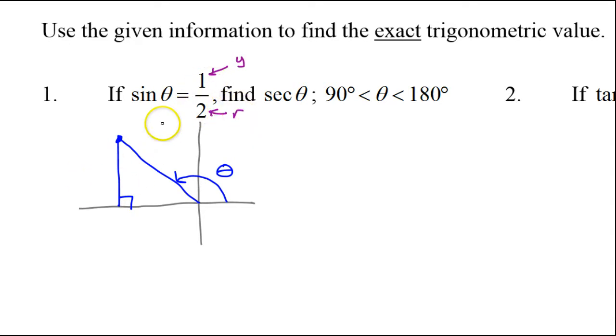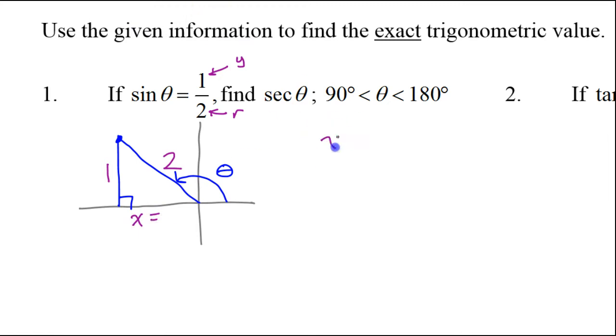Okay, so think of the radius as 2 being right here, and the y value of 1, we can mark it right here. Now, secant is the reciprocal of the cosine function. So we're going to need this x value. So let's go ahead and do the Pythagorean theorem. All right, we're going to need this x value right here.